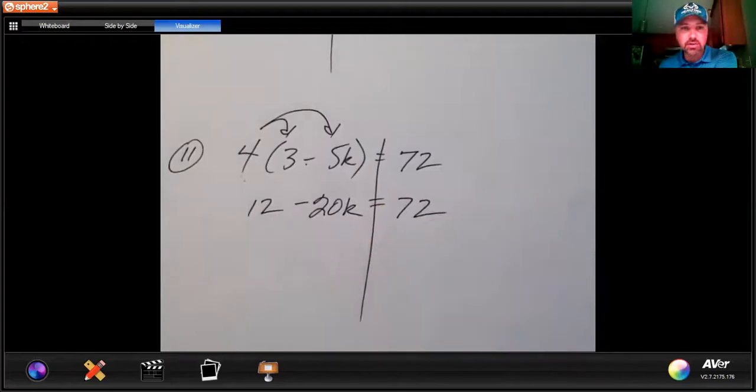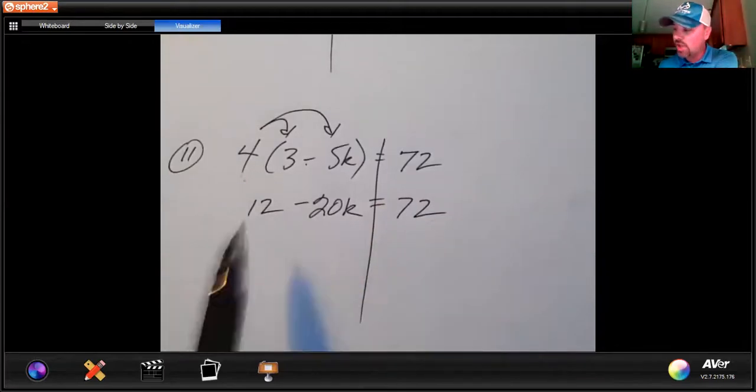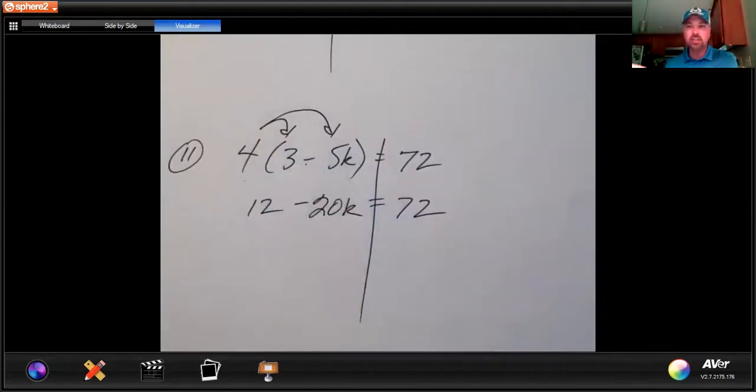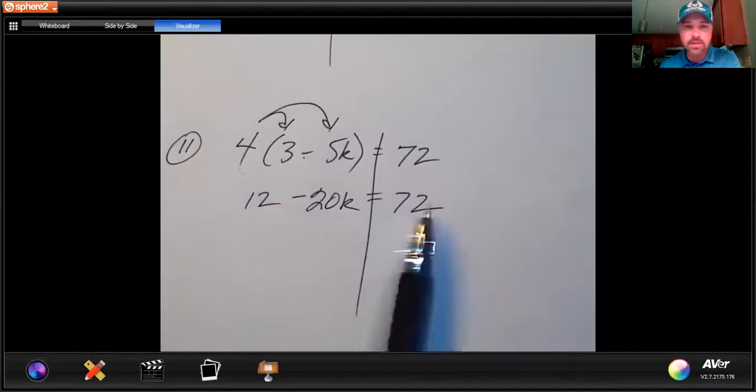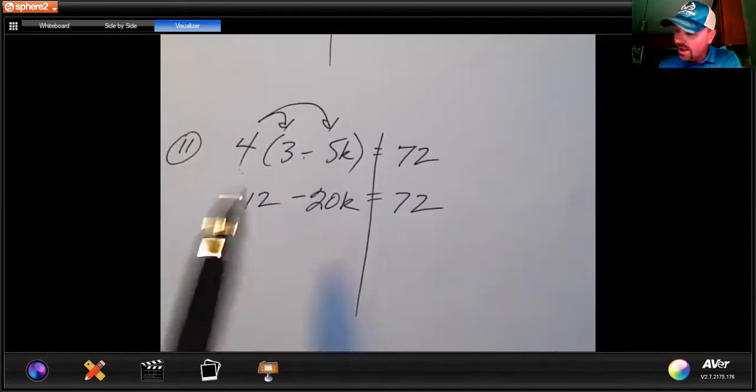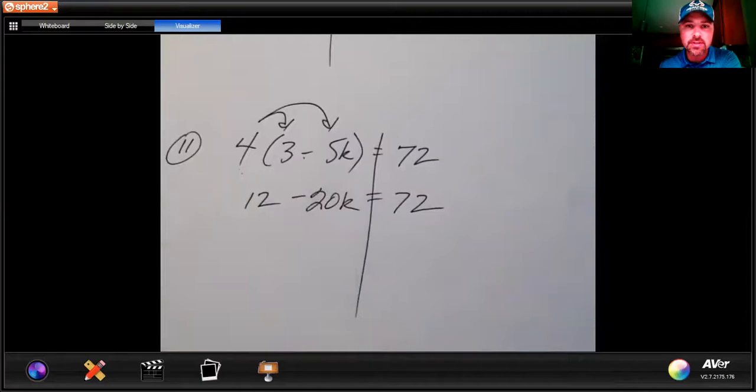Equals 72. Okay, so I didn't change this side. I just kind of changed how it was written. But I haven't manipulated it. It's still 72. Both sides are still 72. Okay, but what I have done is I've gotten rid of those parentheses, which then gets the values out to where we can work with them.